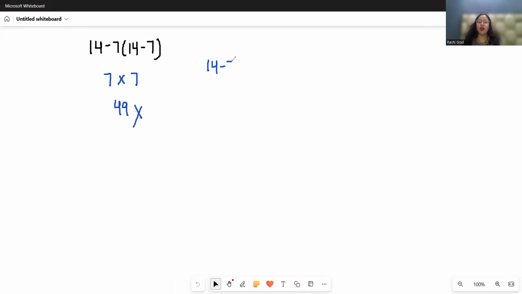Why? When you have multiple operations given like this, subtraction, bracket and then subtraction, then you have to follow the order of operations, which is also known as the PEMDAS rule.